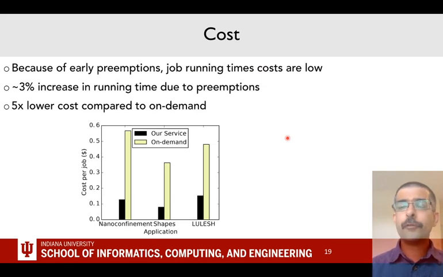And finally, if we look at costs, we are able to reduce costs by 5 times compared to running on on-demand VMs. We also observed only a 3% increase on average in running time due to preemptions. And this is because of two reasons. One is that if a preemption occurs, it's likely to occur at the start. And so if you have to recompute because of the work lost, the amount of work that you recompute is much smaller as compared to what you would expect if it was uniformly distributed.